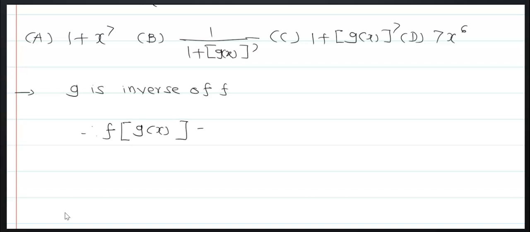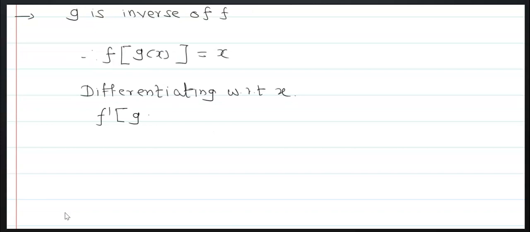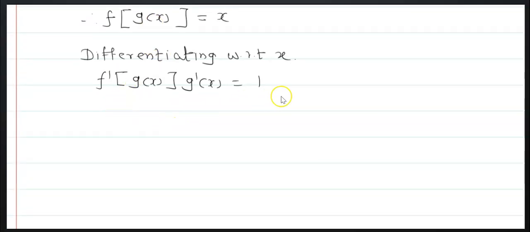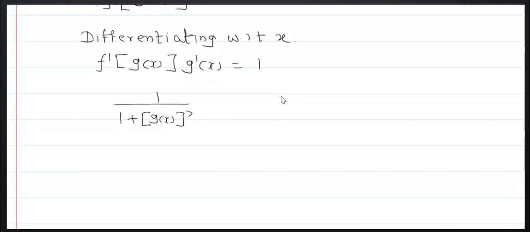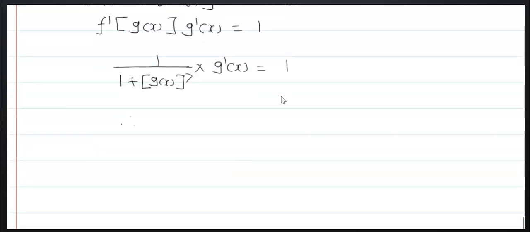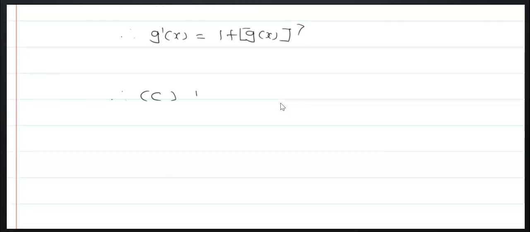Therefore, f of g of x is equal to x. Now differentiate this with respect to x, which is the identity. Therefore f dash of g of x, if we differentiate it, derivative of f of g is f dash into g dash of x, is equal to 1. But g is the inverse of f. Therefore, f dash of x we have been given, that is 1 upon (1 plus g of x) raised to 7 into g dash of x. Therefore, g dash of x is equal to (1 plus g of x) raised to 7.